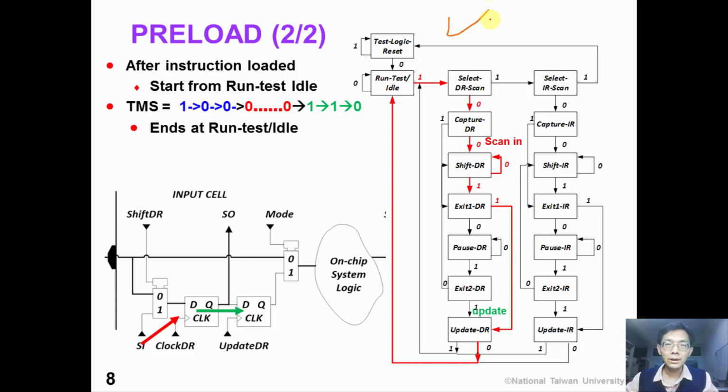Again, on this TAP state diagram, starting from the run test idle state, we can apply the TMS sequence of 1, 0, 0, and we shift in our test pattern, followed by 1, 1. At this time, we can update our output flip-flop and 0. So we are back to the run test idle state.